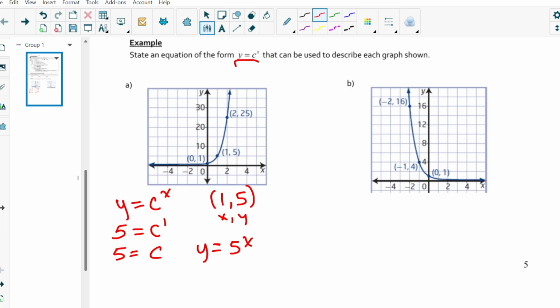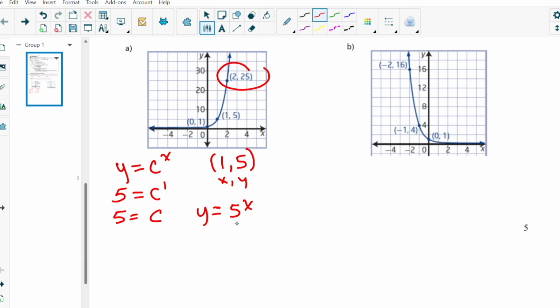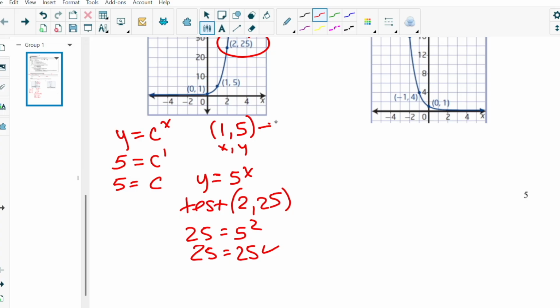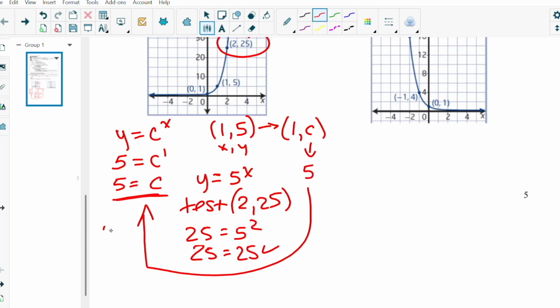Let's test it using another set of points, (2, 25). So test (2, 25). So 25 equals 5 to the 2. 25 indeed equals 25, and that's a check. Okay. The other way you can look at this is a little quicker, is that's (1, c), so c has to be 5. So right away, same as here, you can form your equation y equals 5 to the x.